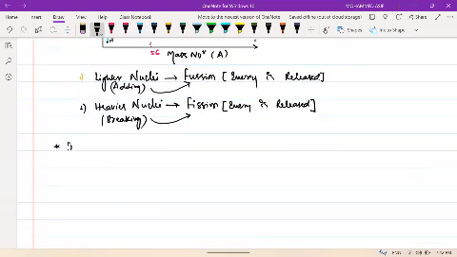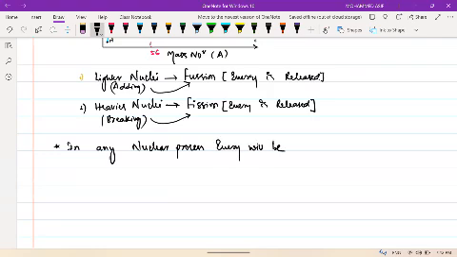So in any nuclear reaction or process, what will happen to the energy? Will it be released or absorbed? Energy will be released. This point you need to remember. Am I clear?